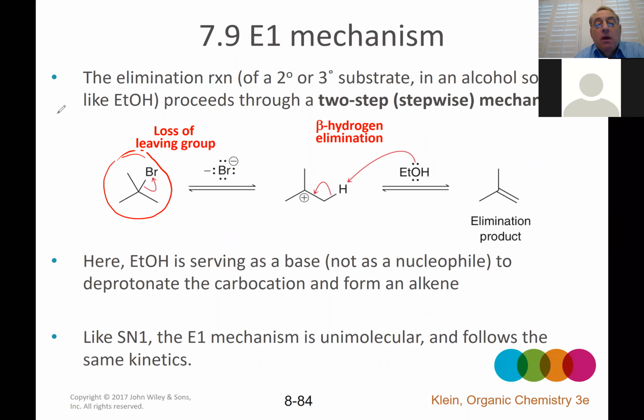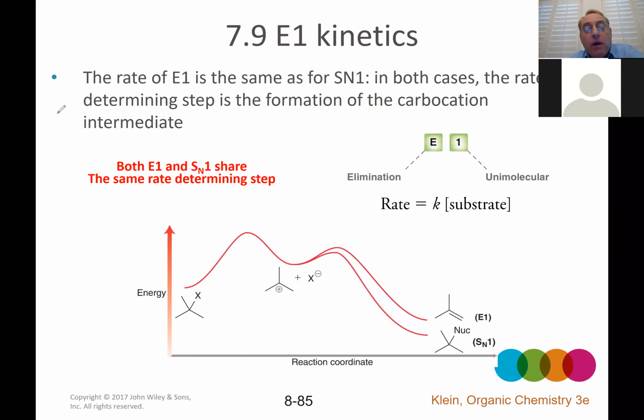Here's the energy diagram for this. The leaving group leaves; here we have a generic leaving group. We get the carbocation. This is the highest energy transition state, the rate determining step. The carbocation can react with the nucleophile to form a substitution product, that's SN1, or it can lose a beta hydrogen to form an elimination product, an alkene, that's E1.